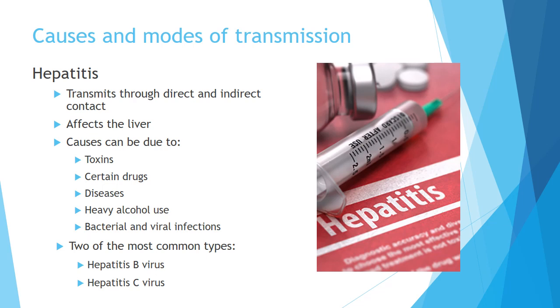Hepatitis. Hepatitis transmits through direct and indirect contact. It can affect the liver. Its causes can be due to toxins, certain drugs, diseases, heavy alcohol use, and bacterial and viral infections. And the two most common types are hepatitis B and hepatitis C.